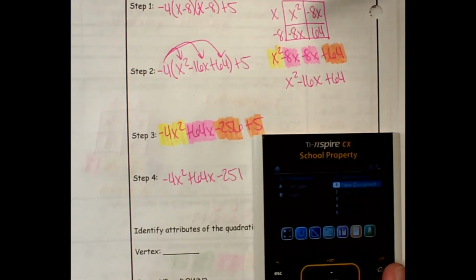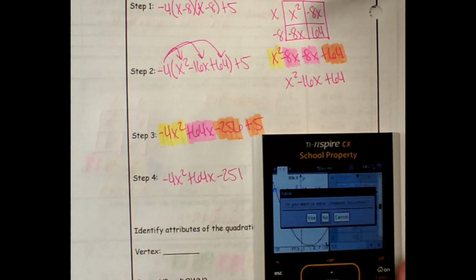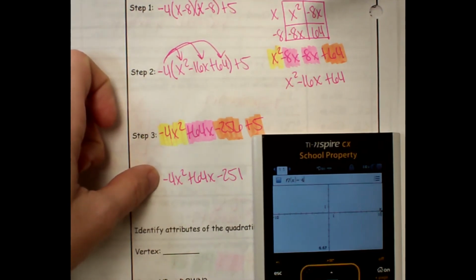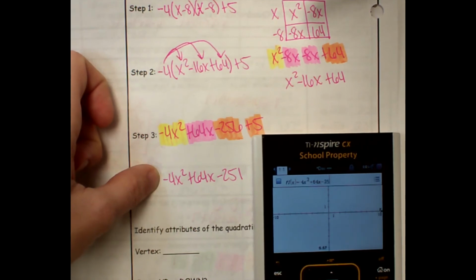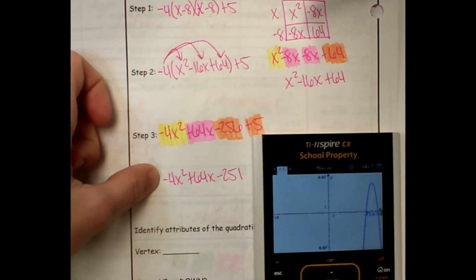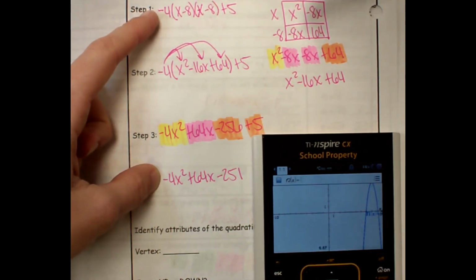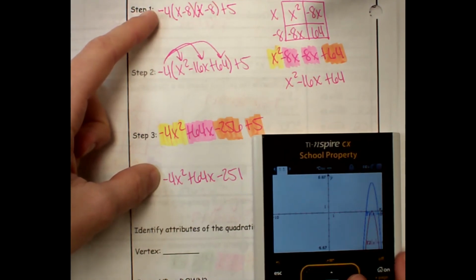So let's graph it with our vertex form and see if they match. Let's not save, go to add graphs. I'll graph my first one, negative 4x squared plus 64x minus 251, and hit enter. And then hit tab so you can get the bar up there again and enter the vertex form, x minus 8 squared. Oops, what did I do? No, that's not right. I need to add the plus 5 and hit enter. And if you see, they lay on top of each other.